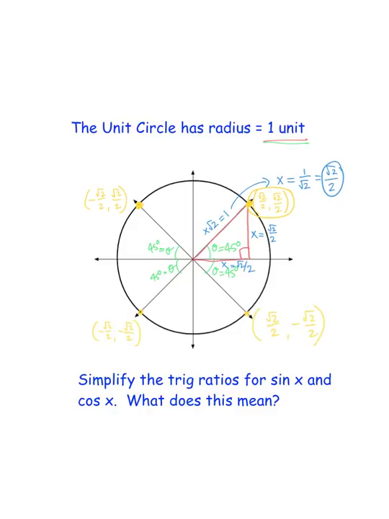So I went ahead and just went to go fill those in. Sorry, I got a little bit aggressive on this one, got pretty big. But then this question asks, simplify the trig ratios for sine of x and cosine of x. What does this mean? So we already did that actually in the last slide when we simplified cosine of x to just be x and sine of x to be y. So that x comma y point being the same thing as your x comma y coordinate point.